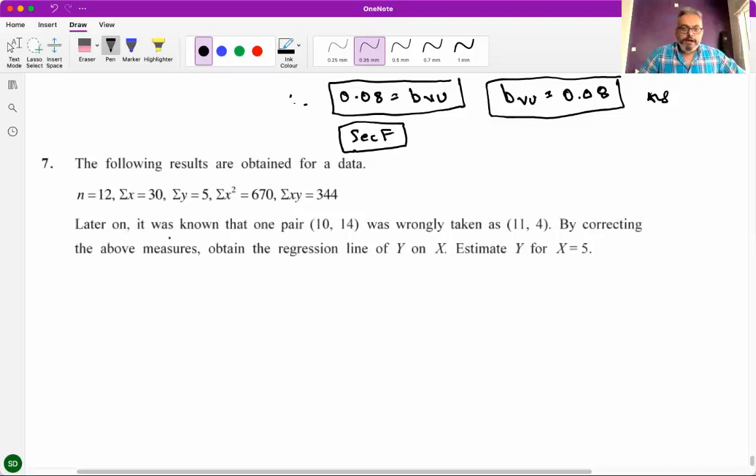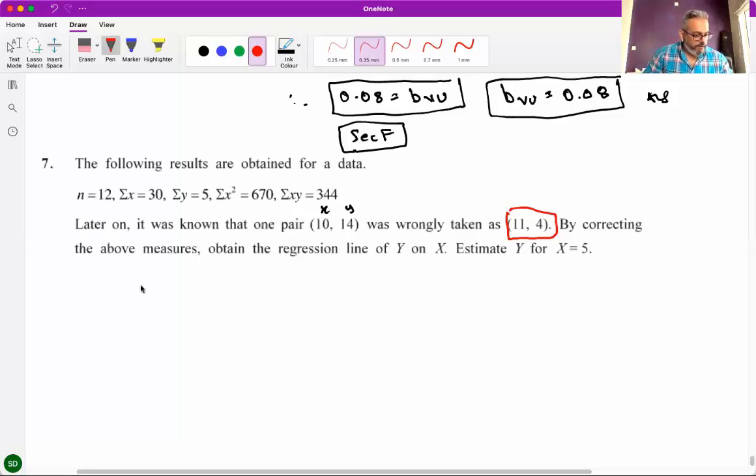Later on, it was known that one pair, x and y, 10, 14, was wrongly taken as 11, 4. So this was wrongly taken. I'll mark it in red. By correcting the above measure, obtain the regression line of y on x. Estimate y for x is equal to 5.